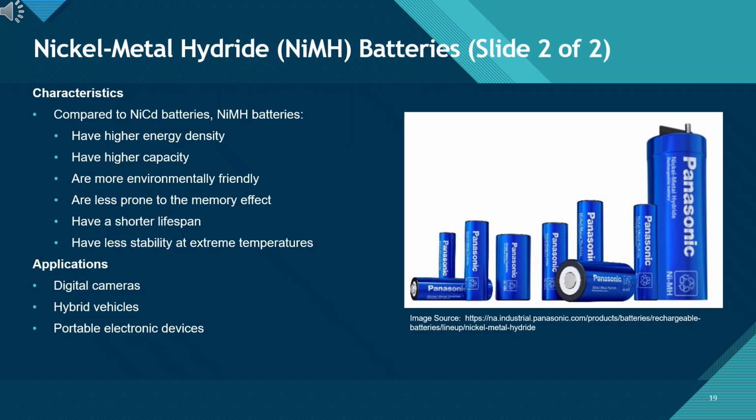Compared to NiCd batteries, NiMH cells offer higher energy density and higher capacity, and they're much more environmentally friendly because they don't use toxic cadmium. They're also far less prone to the memory effect. The trade-offs are a shorter overall lifespan and reduced stability at very high or very low temperatures.